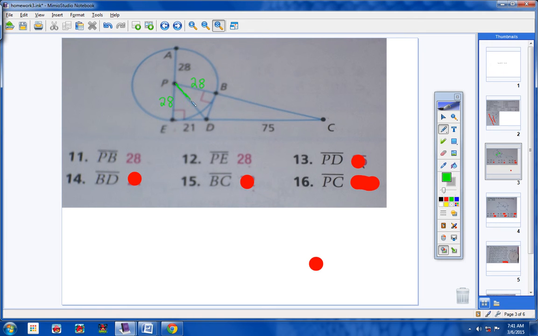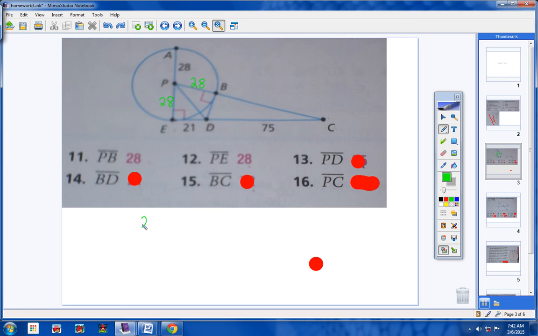Okay? Now, let's think this through for a second. Let's relax and think this through. I have a right triangle right here. See it? There it is. So if I want to find this whole length right here, I've got a right triangle. So I can very easily find this entire length. I have a leg and a leg. I'm missing a hypotenuse. Do you see that okay? Leg of 28, leg of 21, missing my hypotenuse. My hypotenuse is PD.